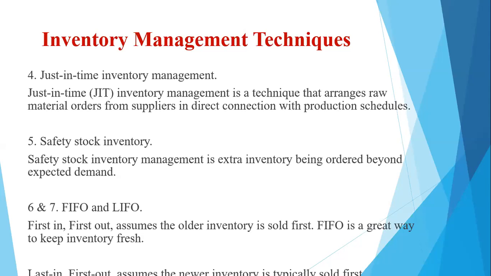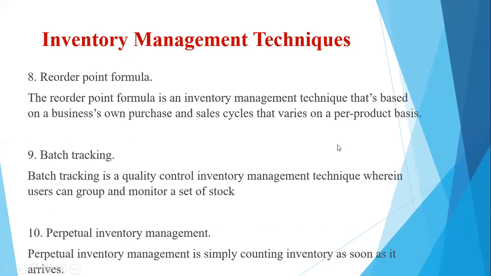Now with this, we move on to the next method of inventory, that is the reorder point formula. The reorder point formula is an inventory management technique that is based on a business's own purchase and sales cycles that varies on a per product basis. Per product basis meaning thereby the manner in which the product is being consumed.